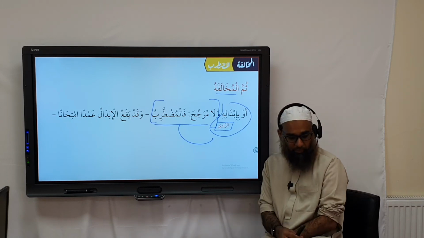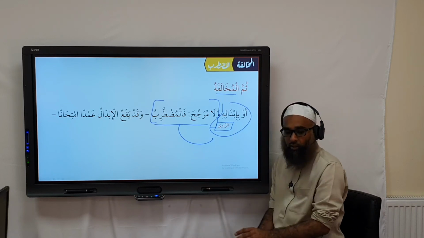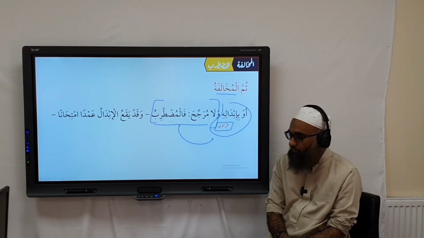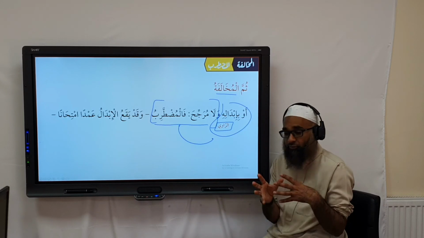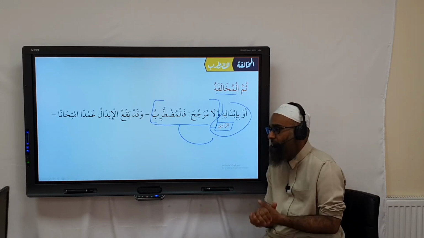You can't change the rawi. But what he's saying here, all of you have already read a story in Al-Muntakhabat regarding Fadl ibn Dukayn, where people tried to test him. So sometimes people do this on purpose just to check a person's credibility.